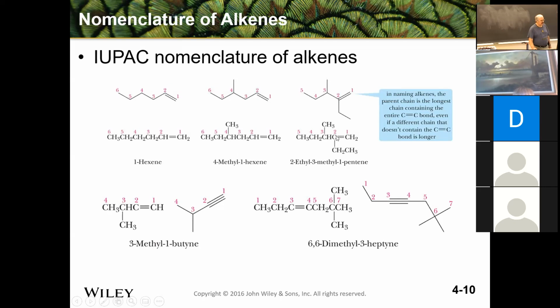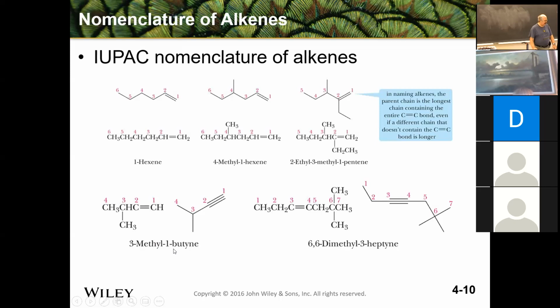Okay, for this one, we want to name the parent not as the longest chain, but as the longest chain that contains both carbons of the double bond. So the longest chain is actually 1, 2, 3, 4, 5, 6, but the longest chain that contains both carbons of the double bond is actually 5. So the correct name here is 2-ethyl-3-methyl-1-pentene. We give the alkene the lowest number.